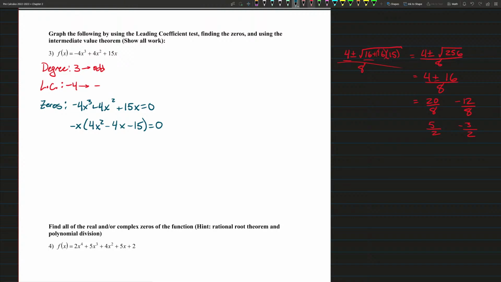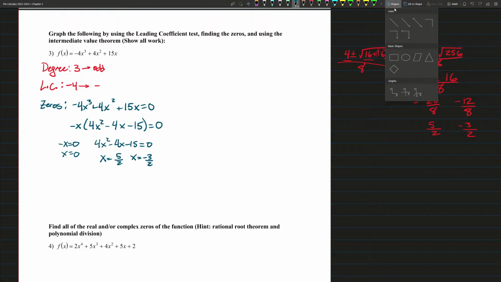And then we have 0 as well, right? So we have negative x equals 0. That's obvious. And then we have 4x squared minus 4x minus 15 is equal to 0, which we did on the right. So that means x is equal to 5 halves, and x is equal to negative 3 halves. Great, we found the zeros.